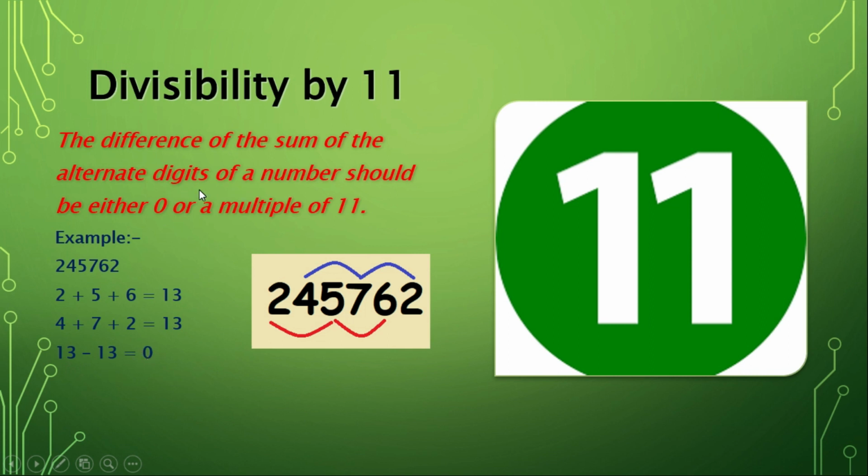So what the rule was saying is the number should be either 0 or a multiple of 11. If it is 0, that means this number is divisible by 11, or it should be a multiple of 11. The answer can be 11, 22, 33, 44. If we have 0 or a multiple of 11 here, that means the whole number, this number, is divisible by 11.